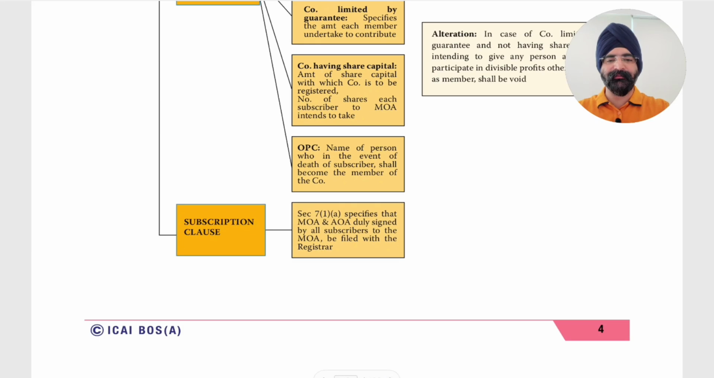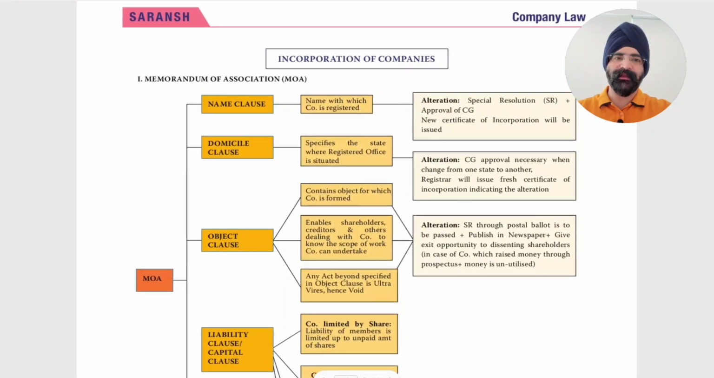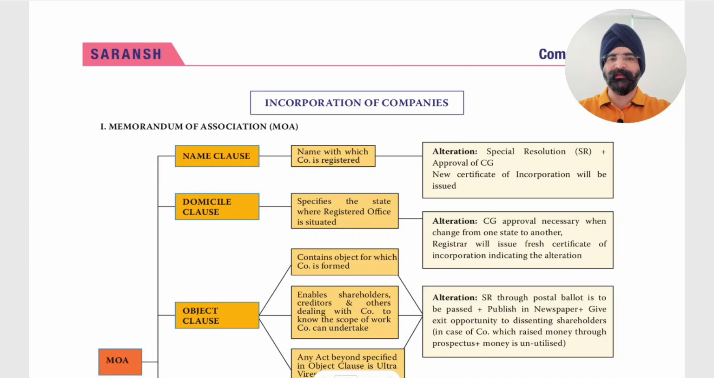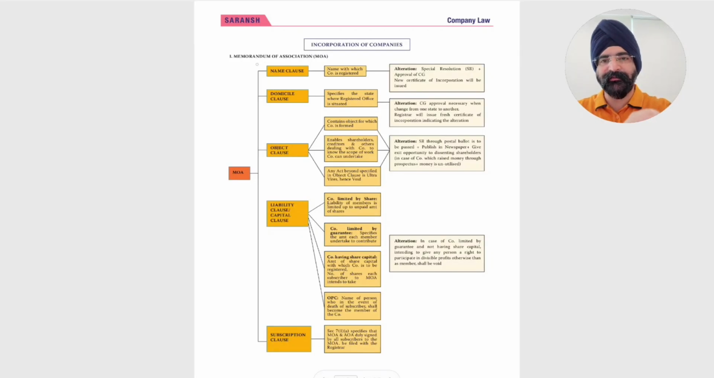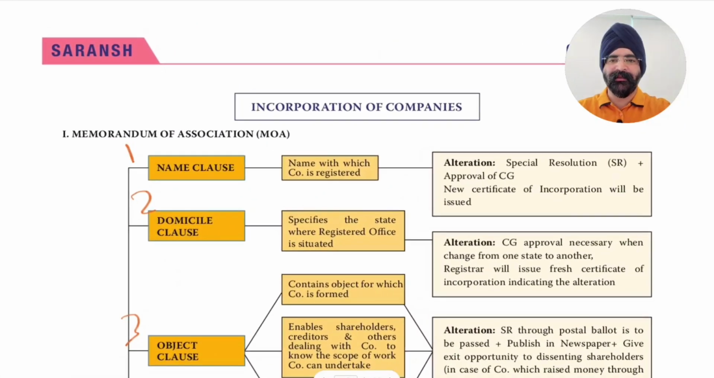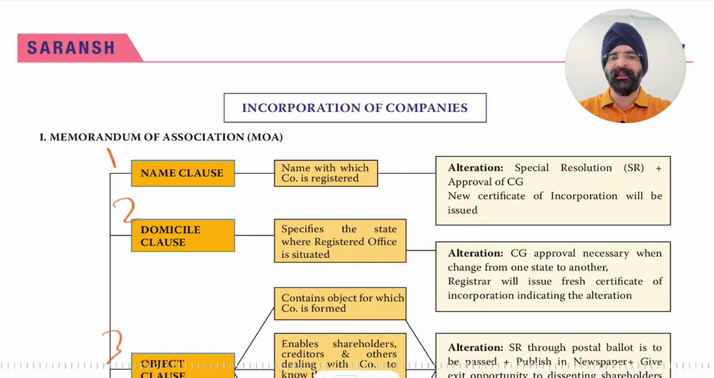Okay. So next we move to memorandum. So now the topic has started, incorporation of company. At the time of incorporation, one of the main constitutional documents is the memorandum of association. And in the memorandum of association, we have 5 key points. So first is the name clause. Name clause is the name with which the company is registered. Memorandum will contain the name. First, at the time of incorporation, we get the name approved, and then that approved name is entered in the memorandum.